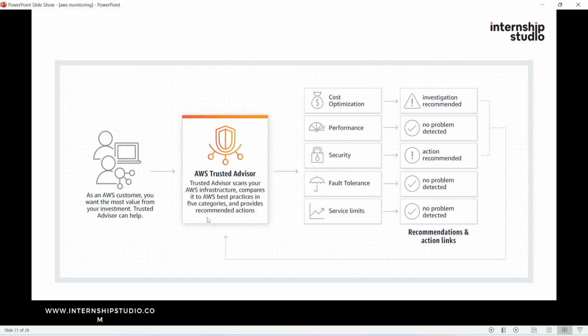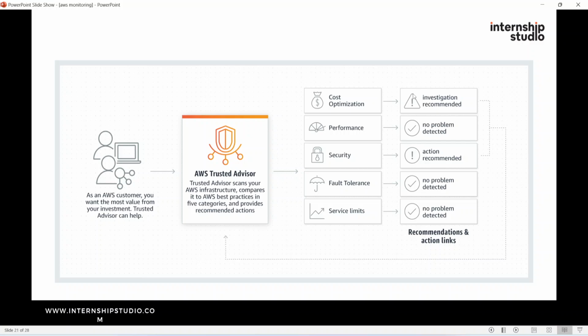So they already have a set of instructions which you can take help of and make your environment accordingly. So you have these main pillars: the 5 pillars are cost optimization first, performance, security, fault tolerance, and service limits. There are some recommended actions for all these types, so you have this kind of recommendation and action links.